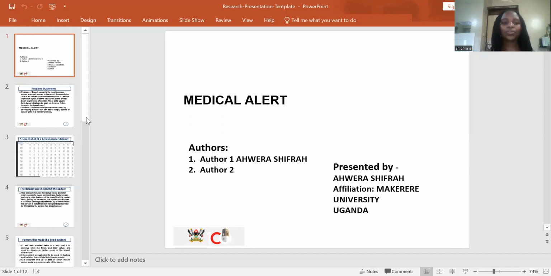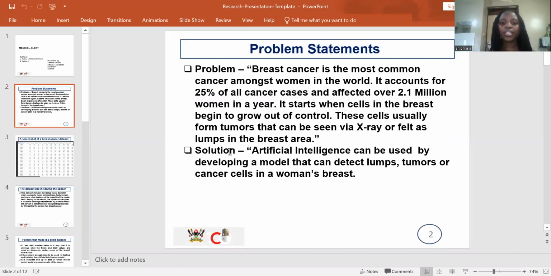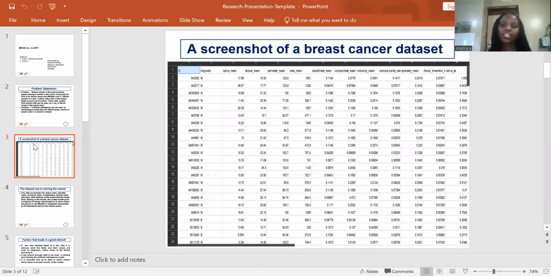Welcome back to my YouTube channel. I'm designing an AI model that can be used to detect breast cancer. This is a breast cancer dataset, and it has many features, as you can see here. It includes radius, texture, perimeter, area, mean, and many other things. And this ID represents the IDs of the patients that think they have cancer and come for a diagnosis.